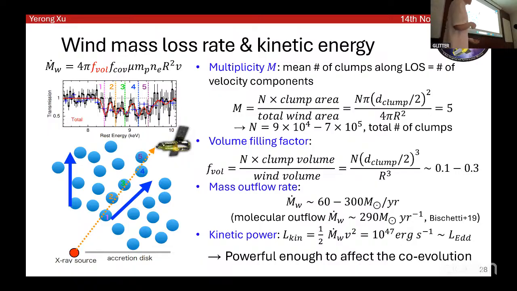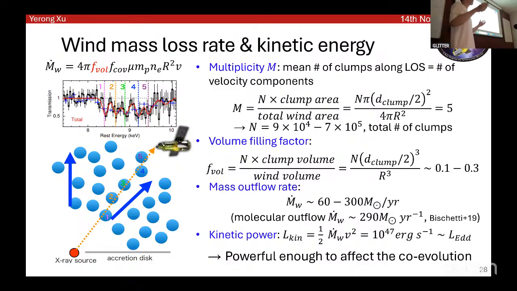And the kinetic energy is very powerful, approaching the Eddington luminosity. That means the UFO's kinetic energy is way much higher than the threshold. If you remember, it's just 0.5% of the Eddington luminosity. So that means the UFOs in PDS 456 are powerful enough to affect the co-evolution of black holes and galaxies. So that's all the inference from the XRISM observations.